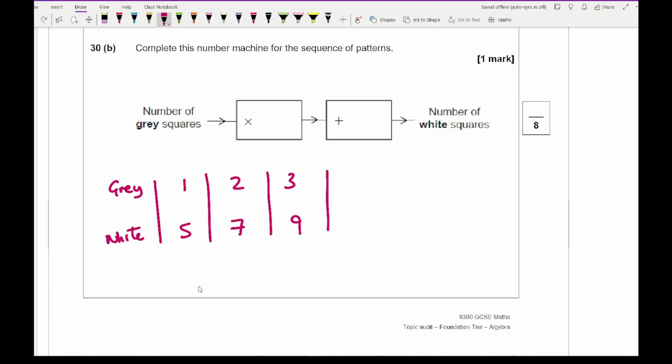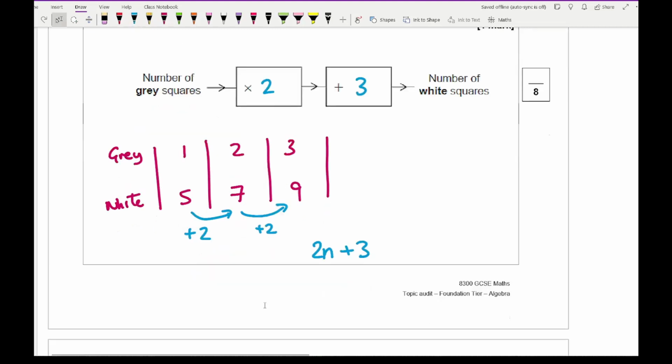So what we need to do is find the pattern or the nth term from this. Here we can see that the difference between the white tiles is plus 2. So that means we're going to end up with 2n. And then what do we have to add to 2 to get to 5? Well, we need to add 3. So it's going to be times 2 plus 3.